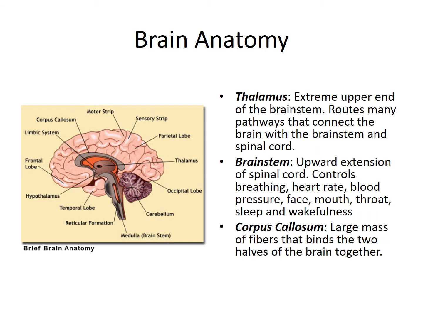Also located in this picture is the thalamus, extreme upper end of the brainstem. This routes many pathways that connect the brain with the brainstem and the spinal cord. You have the brainstem itself, upward extension of the spinal cord. This is primarily responsible for breathing, heart rate, blood pressure, face, mouth, throat, sleep, wakefulness. So if you had a stroke in the brainstem, unfortunately, the prognosis is not very good. Corpus callosum, large mass of fibers that binds the two halves of the brain together.